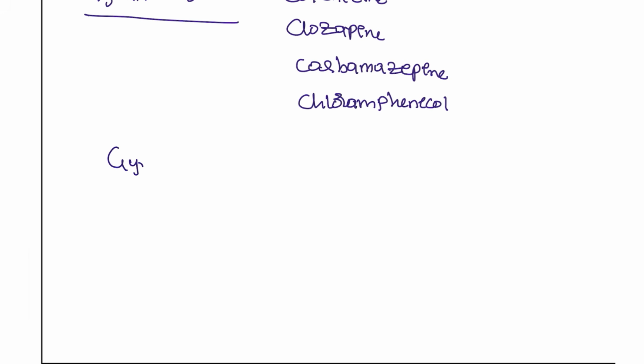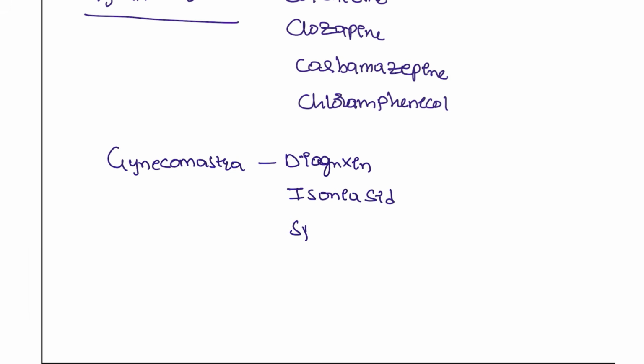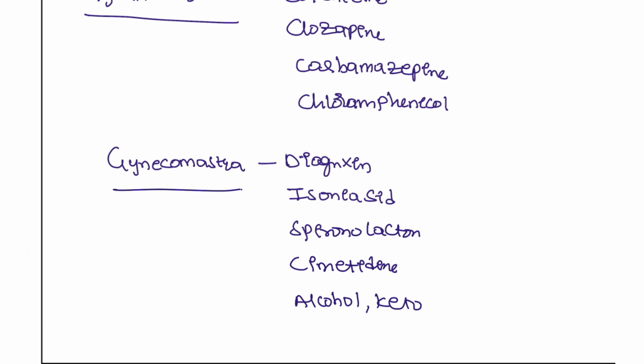Next, gynecomastia. Remember with DISCO: digoxin, isoniazid, spironolactone, and C for cimetidine, and also patients with alcohol are more prone, and ketoconazole. These drugs cause gynecomastia.